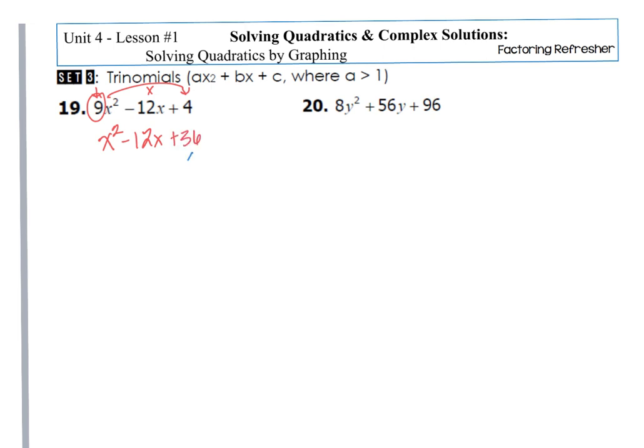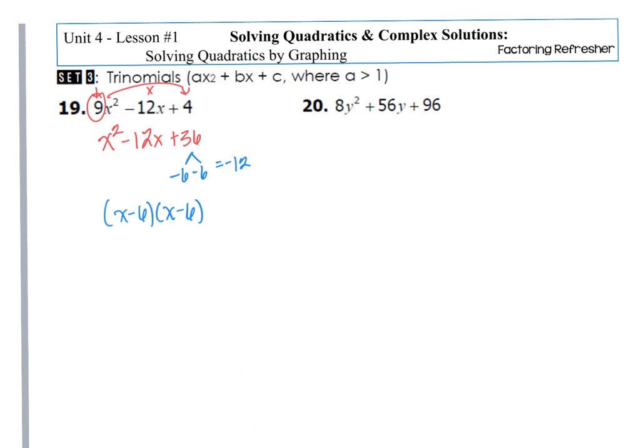So now we'll do our factor tree. We're looking for two numbers that multiply to positive 36 and add to negative 12. Okay, so what are those two numbers going to be? Well, negative 6 and negative 6. Two negatives multiplied to a positive, they add to a negative. So what we're going to do is have x minus 6 times x minus 6 in parentheses.